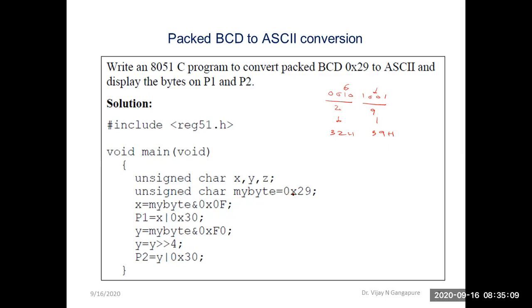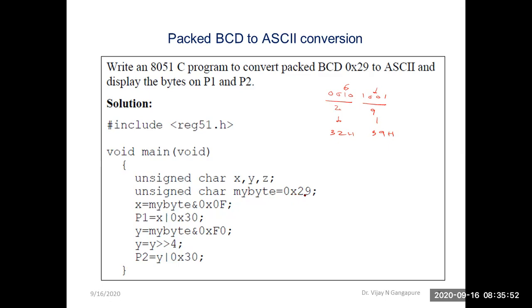So while assigning a value I can assign it in any number system. Here the number system used is hex. 0x29 means this number is a hexadecimal number. Here I can also write the number directly. For example, what is the difference between mybyte = 0x29 and mybyte = simply 29? The difference is if I write 0x29, it is a hexadecimal number, and if I write 29 it is a decimal number. That decimal number ultimately gets converted to binary, and that will get stored in mybyte internally.